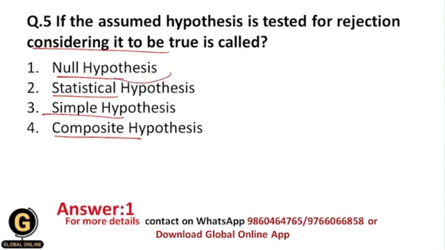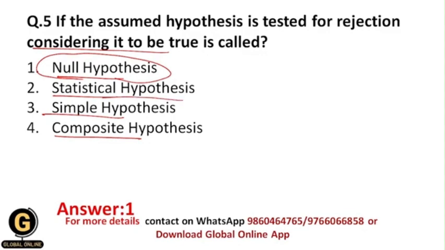Because basically the null hypothesis predicts that there is zero relationship between the variables, and for that only we need to test the null hypothesis so that we can reject it. And after rejection of the null hypothesis, we can automatically accept the alternative hypothesis which predicts that there is a relationship between the variables. All of you getting? And that's why if the assumed hypothesis is tested for rejection considering it to be true, then it is called the null hypothesis. Okay.